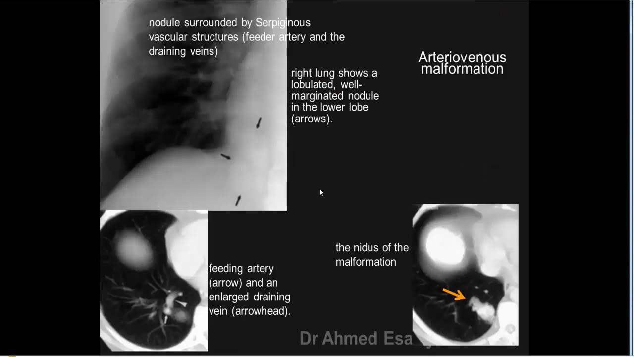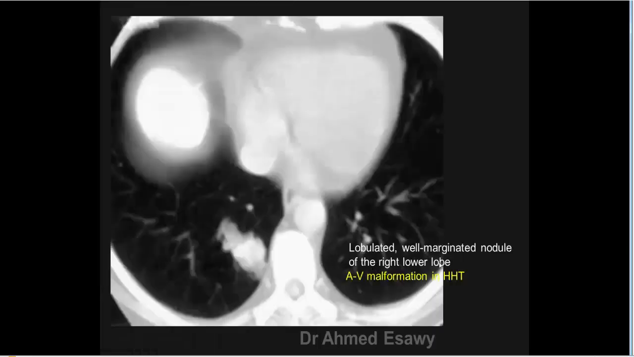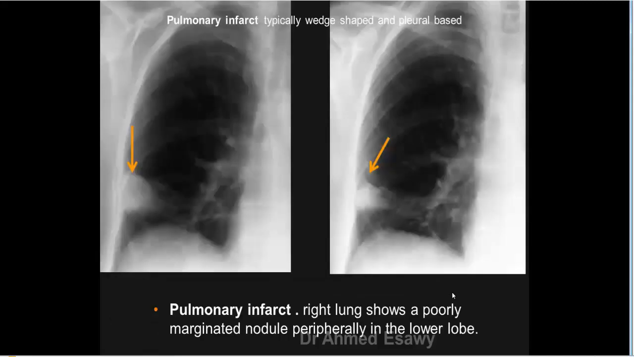Arteriovenous malformation: a nodule surrounded by serpiginous vascular structures, with a feeding artery and draining vein. Round, lobulated, well-marginated nodule in the lower lobe. Nidus of malformation with feeding artery and enlarged draining vein. Large lobulated, well-marginated nodule in the lower lobe, AV malformation, hereditary hemorrhagic telangiectasia.